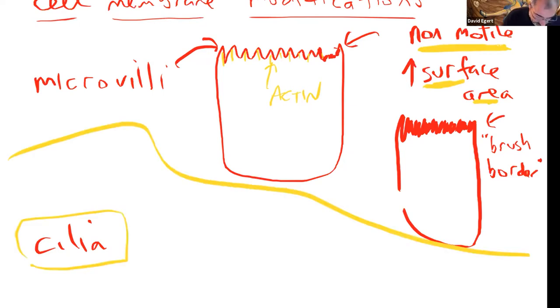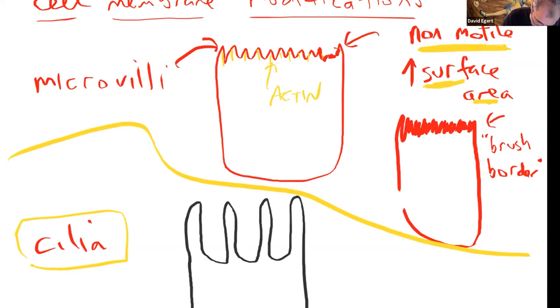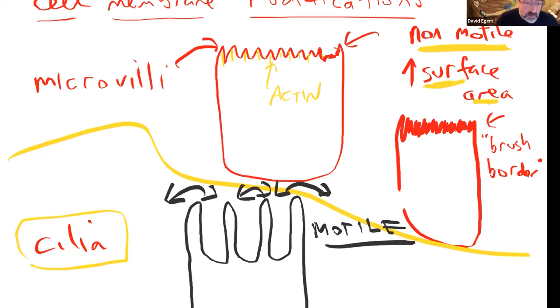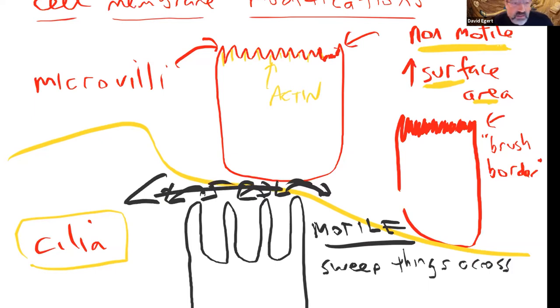As opposed to cilia. So cilia tend to be bigger. You can actually see them as little hairs coming up off of the cell under the light microscope. They are motile, meaning they do move. And they typically sweep things across the cell. We're going to see cilia moving the mucus along your respiratory epithelium after it traps dust. We're going to see cilia sweeping the egg down the fallopian tubes towards the uterus after ovulation. So cilia sweep things along the surface.